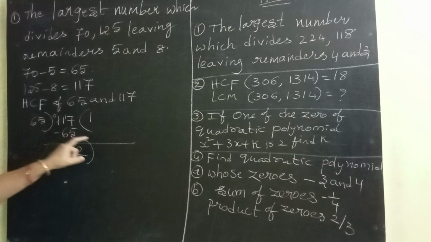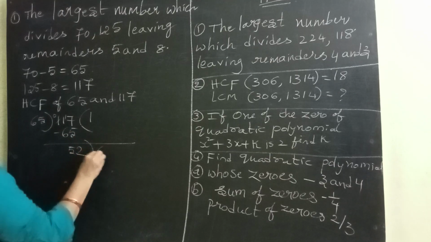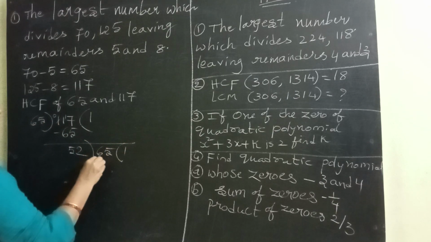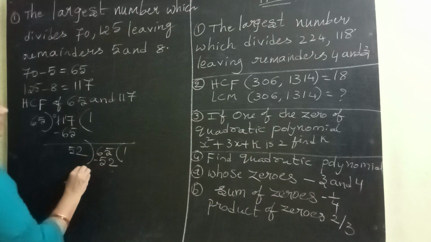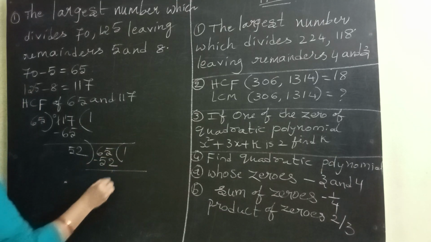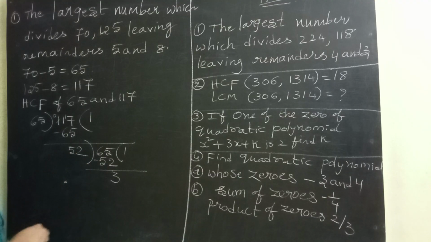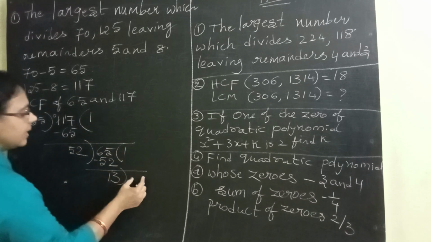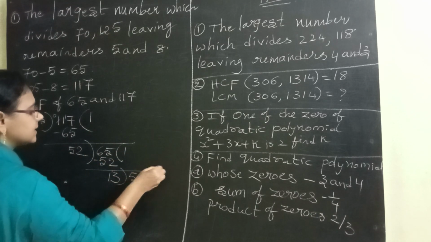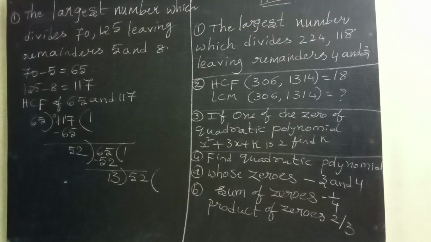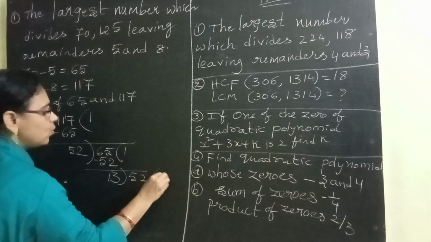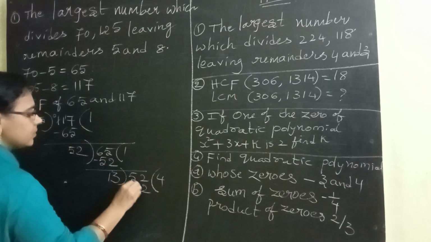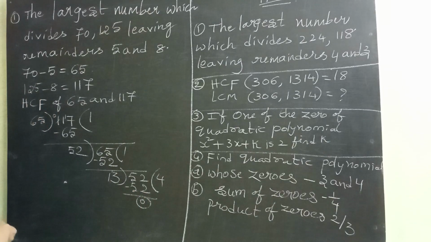Now take the before dividend as divisor. 65, 52. How many times? It's 1 time. 52 ones are 52. Subtracted: 5 minus 2 is 3, 6 minus 5 is 1. 13. Now the remainder becomes the divisor for the next step. How many times 13 in 52? It's 4 times. 4 threes are 12, 4 ones are 4 plus 1 is 5. So here you got the remainder as 0.